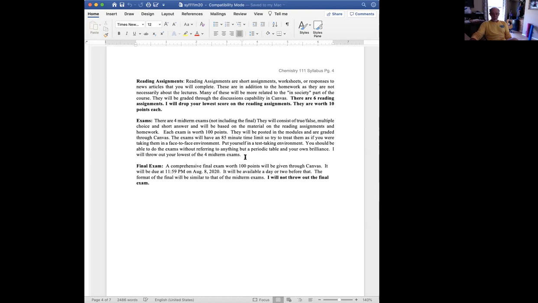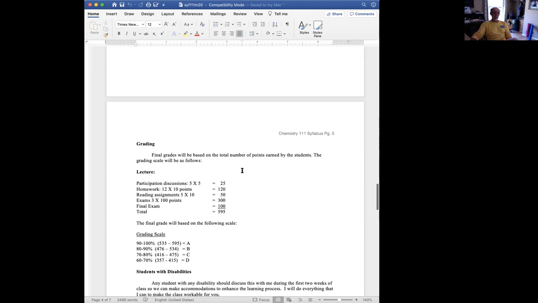And the dates are posted on the Canvas site. Well, they're posted in the schedule. The exams will pop up when they're ready. The final exam is 100 points, covers everything. It will not be one of the throwouts. So even if you got 100 on every exam, you're still taking the final. And the final will be due at 11:59 on the 8th of August. All right, and there you go.